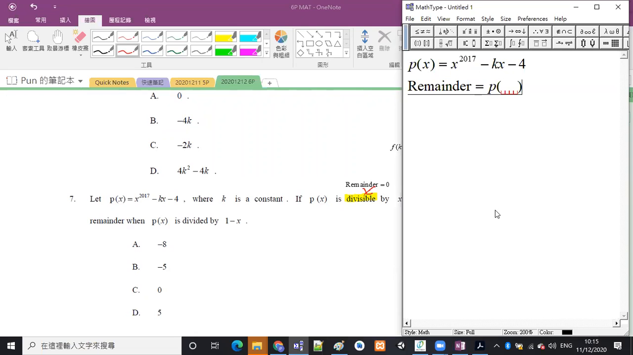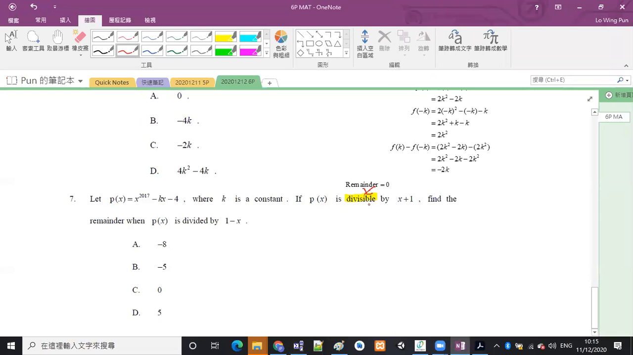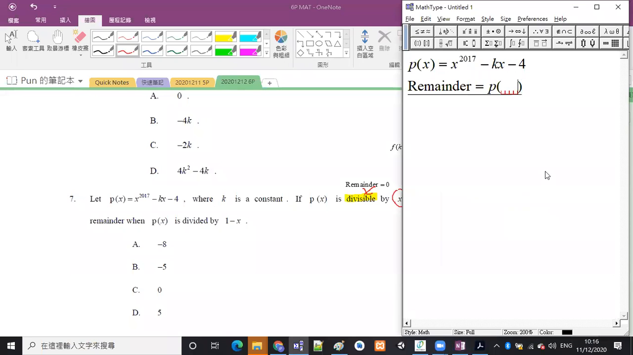But what number? We should put, because it's divisible by x plus 1, right? We should put x plus 1 to be 0 in the draft. x plus 1 is equal to 0. Then x is equal to negative 1. So x is negative 1. Okay, we are going to put negative 1 into this bracket, and that will be the remainder.